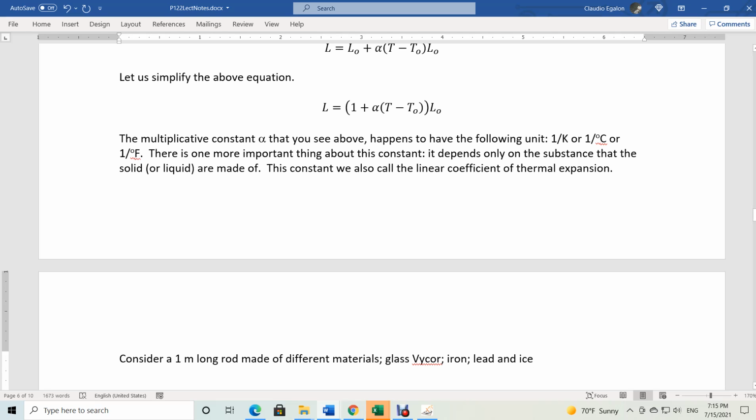Consider four different rods. Let's do it this way: 4 different rods, each 1 meter long, made of the following different materials: glass Vicor, iron, lead, and ice.